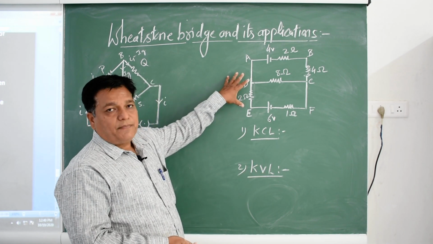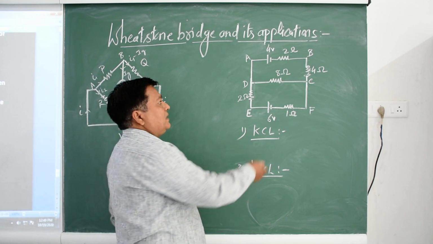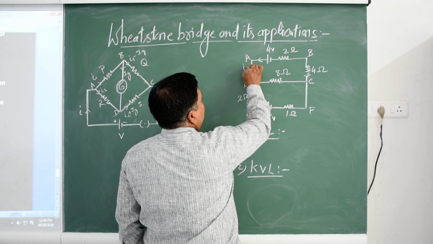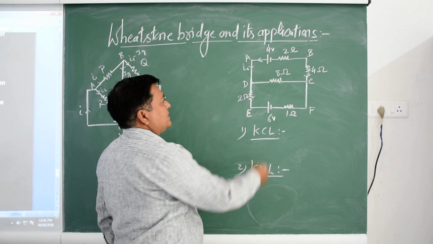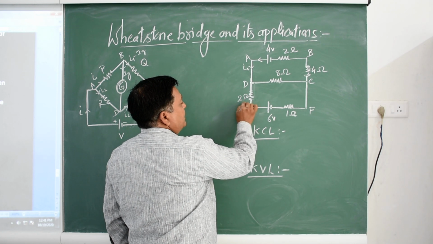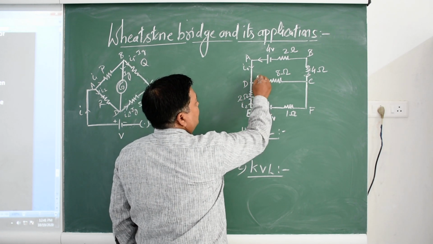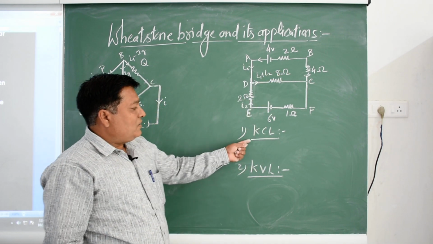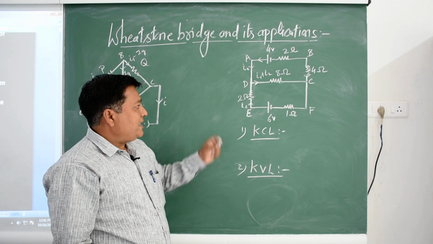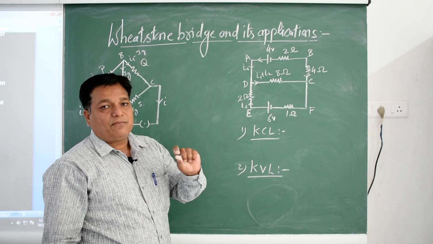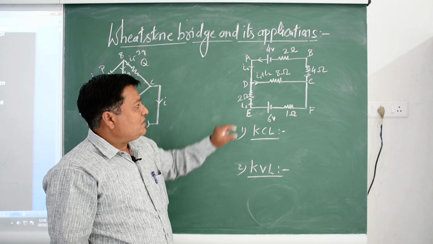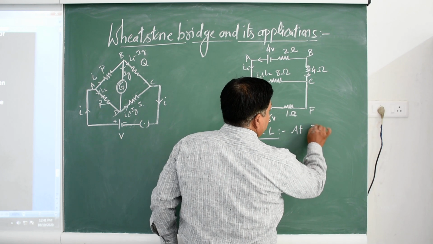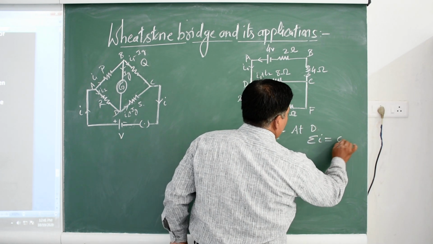If we consider this figure here, current I1 is reaching the particular point D from this battery, and current I2 is reaching from here, and their sum I1 plus I2 is going out. Kirchhoff's current law says that at any junction the algebraic sum of the currents is 0. So at junction D the sum of the currents should be equal to 0.